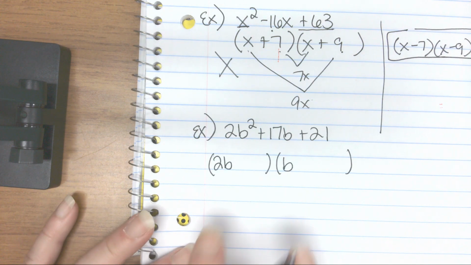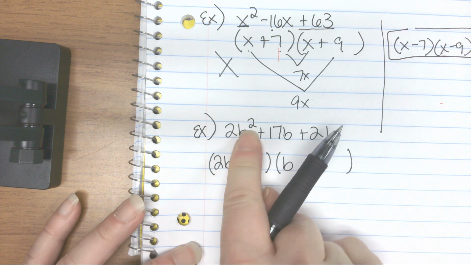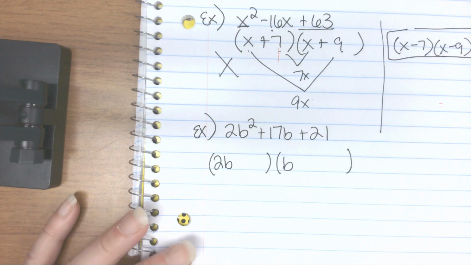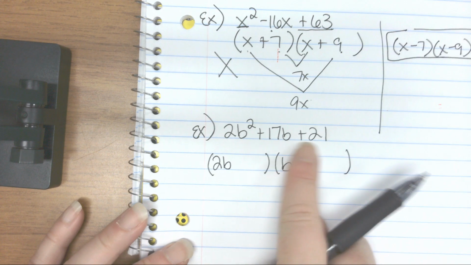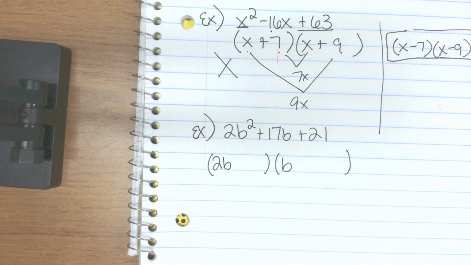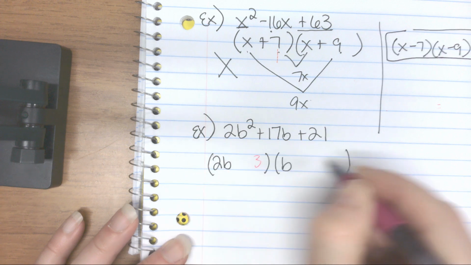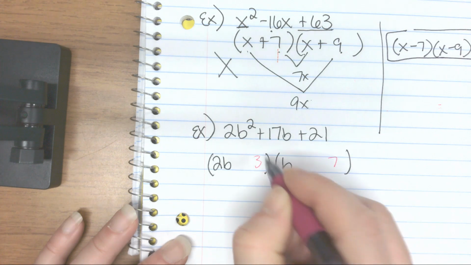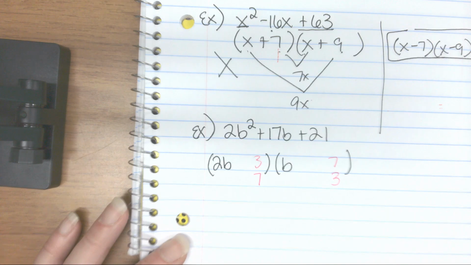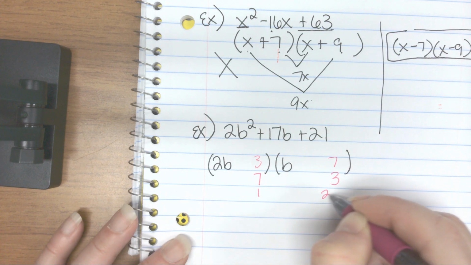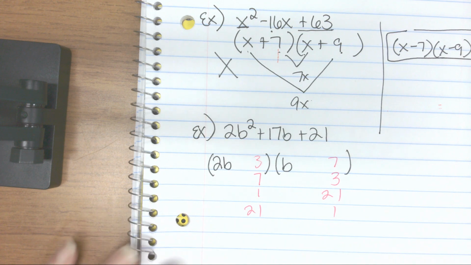Because I know that they have to multiply to be this. What are your choices for multiplying to be 21? 3 and 7 or 21 and 1, okay? So what I would do is, in my head, I would just check, is this a 3? Is this a 7? Is it a 7 and that a 3? Or is this a 1 and a 21? I would just check them all and check the outsides and insides to see which one worked, okay?